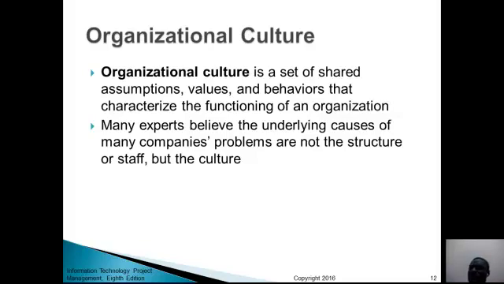Many organizational problems are not with the staff, nor even the structure, but the culture. How do you explain that? Let's go into detail.